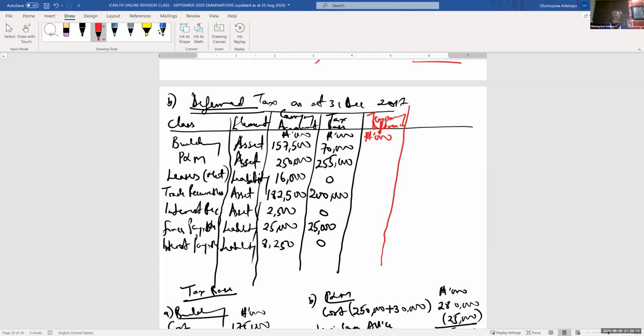$87,500. Okay, $87,500. Is it taxable or deductible? Taxable, because the carrying amount of an asset is greater than the tax base. But in the second one, plant and machinery, the carrying amount is less. Therefore, it's not taxable. It is deductible. Therefore, let me change this sign. This is deductible, of how much? 5,000.